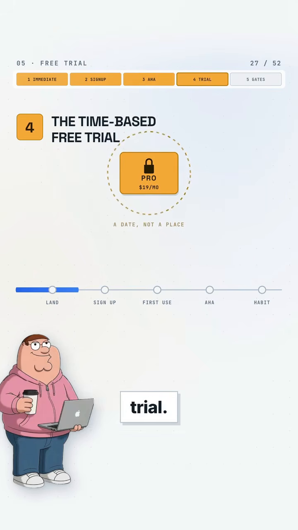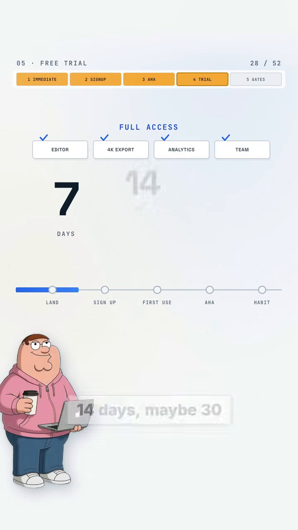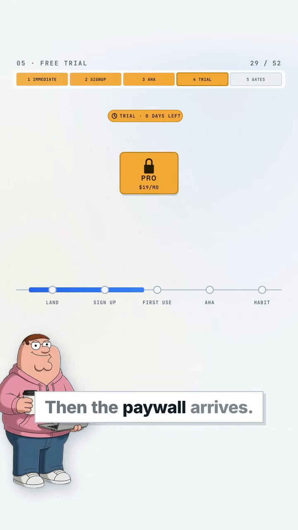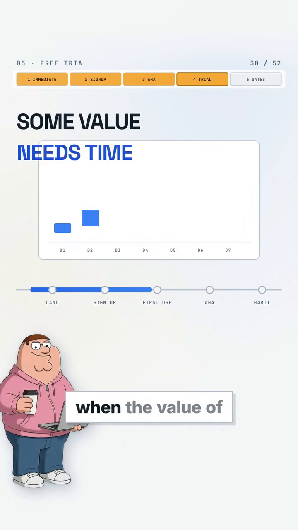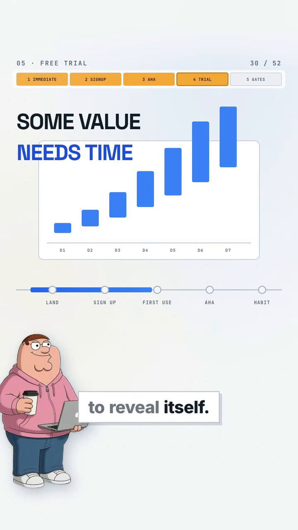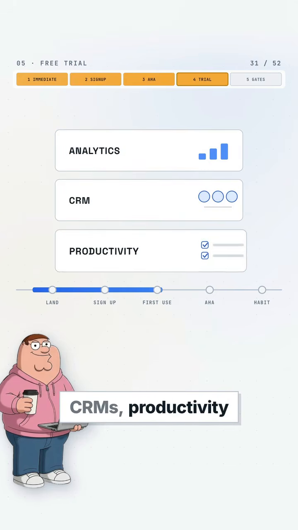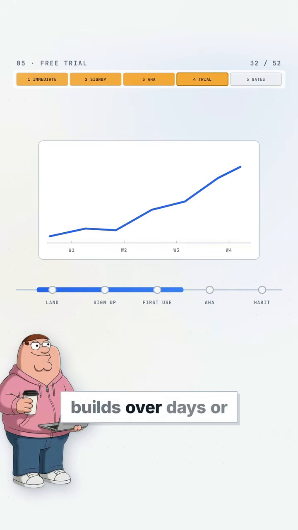Next, the time-based free trial. Give the user full access for 7 days, 14 days, maybe 30 days. Then the paywall arrives. This works especially well when the value of the product takes time to reveal itself. Think analytics tools, CRMs, productivity software, or products where value builds over days or weeks.